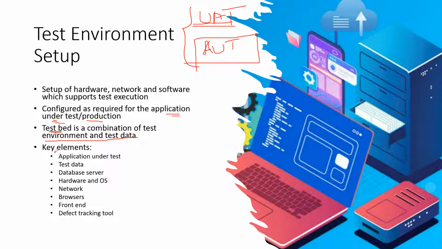So what are the key elements of our test environment setup? What do we require to set up our environment? The application under test, the developed application. Then we need test data, a database server obviously, hardware and OS, a network, a browser, a front end, and a defect tracking tool. These are all the key elements for setting up our environment. Understood what a test environment is and what the key elements of test environment setup are? Any questions here?